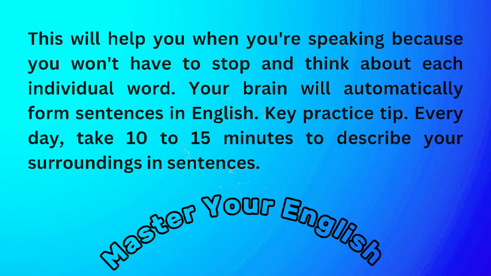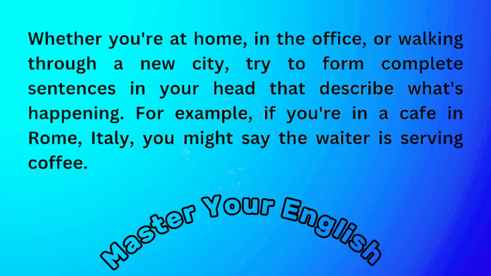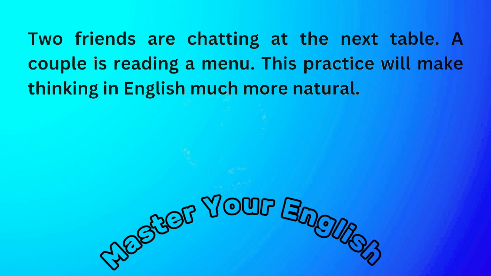Key practice tip: every day, take 10 to 15 minutes to describe your surroundings in sentences. Whether you're at home, in the office, or walking through a new city, try to form complete sentences in your head that describe what's happening. For example, if you're in a cafe in Rome, Italy, you might say the waiter is serving coffee. Two friends are chatting at the next table. A couple is reading a menu. This practice will make thinking in English much more natural.